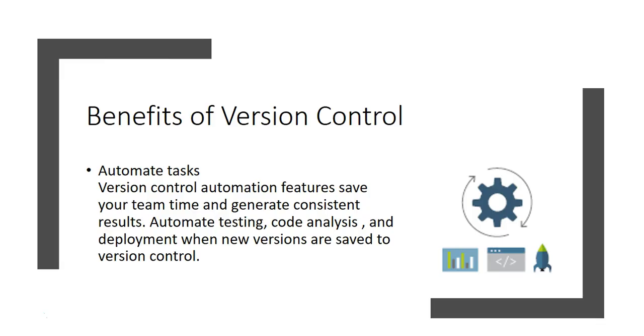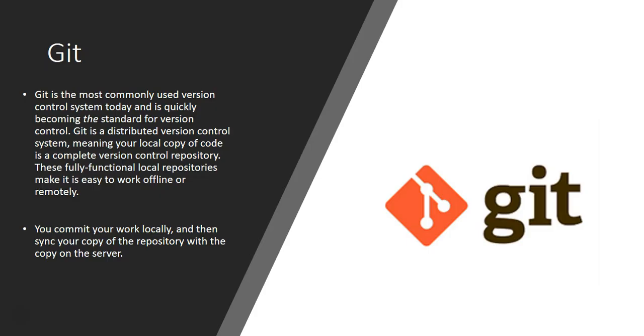It automates tasks. Version control automation features save your team time and generate consistent results. Automate testing, code analysis, and deployment when new versions are saved to the version control. Okay, that was version control.